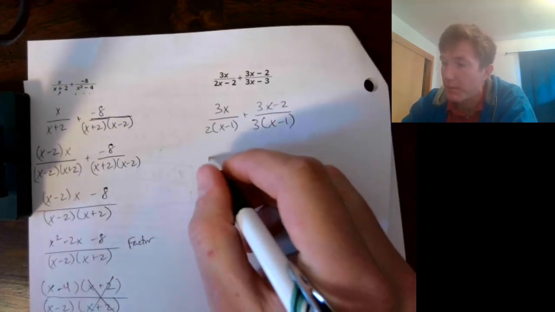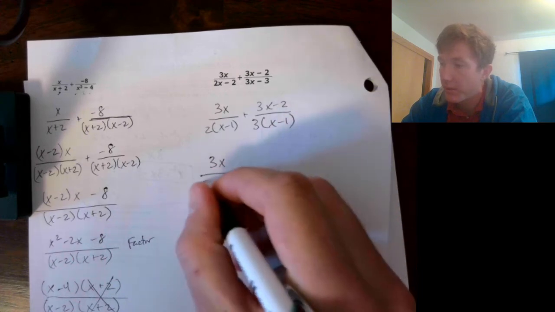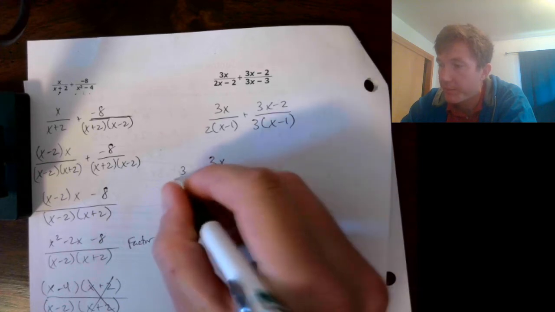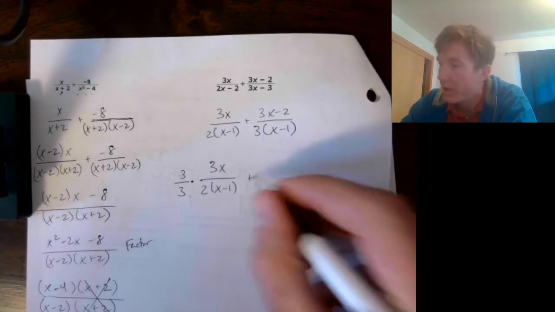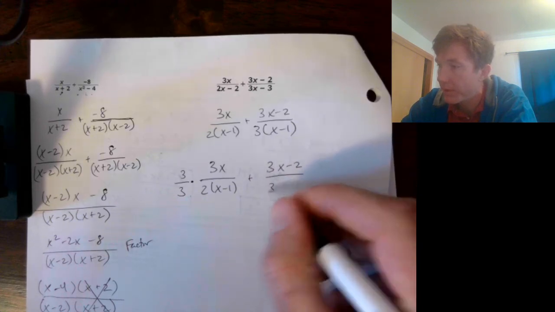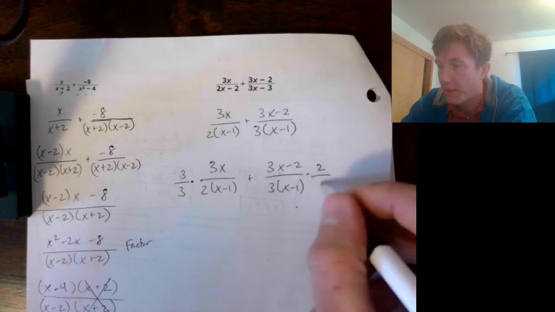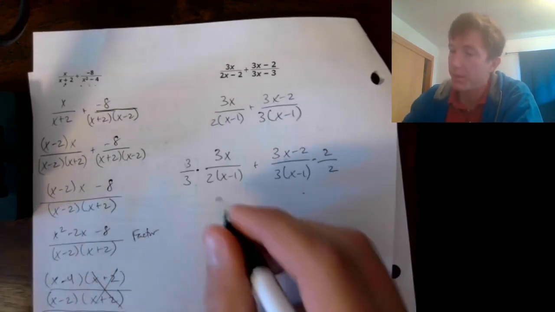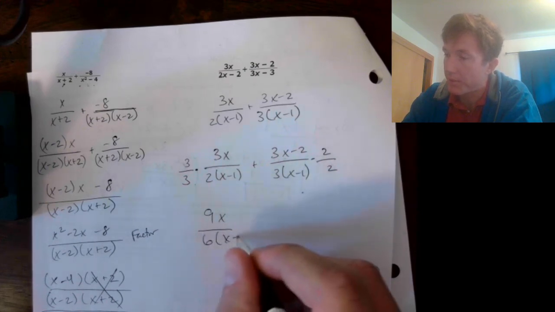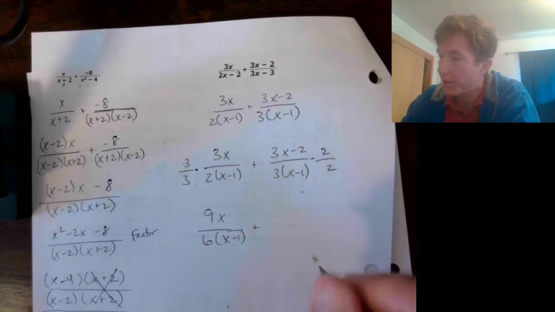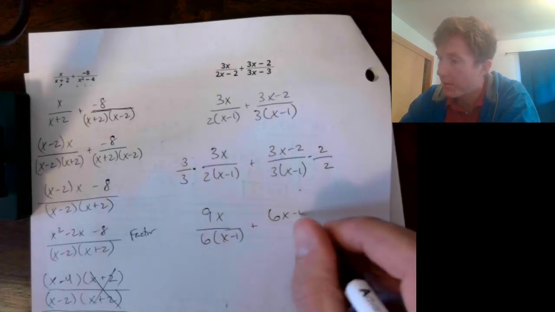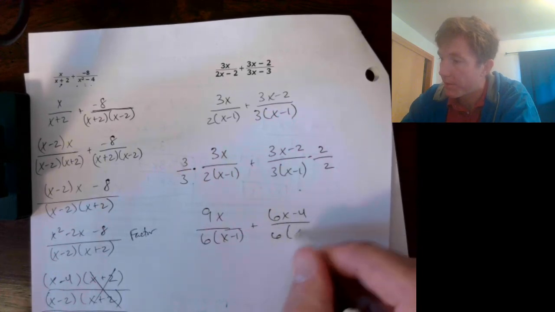So let's do that. So we do 3x over 2 times x minus 1. I'm going to multiply the top and bottom by 3. And then I'll do 3x minus 2 over 3 times x minus 1, multiply the top and bottom by 2. So this should give me 9x over 6 times x minus 1 plus, combine these, this will be 6x minus 4 over 6 times x minus 1.